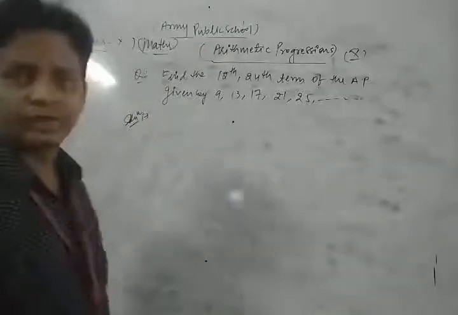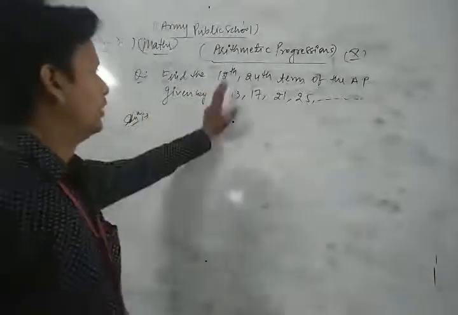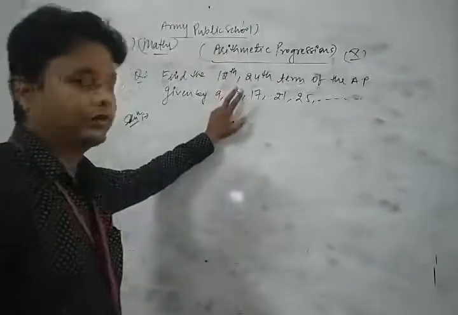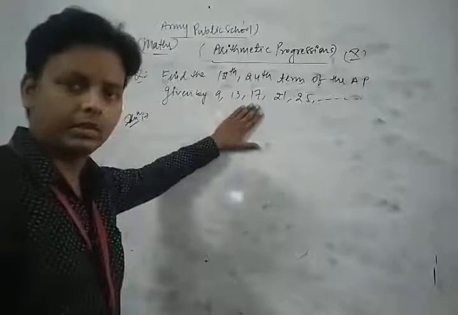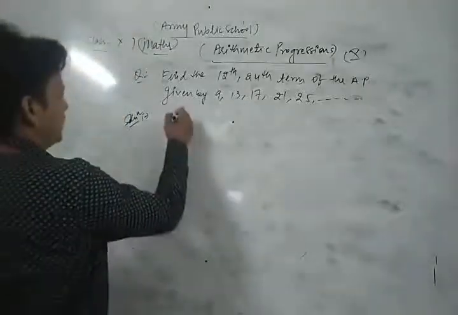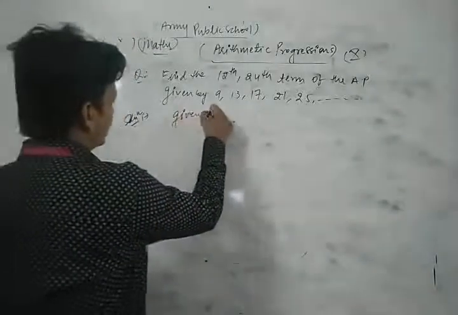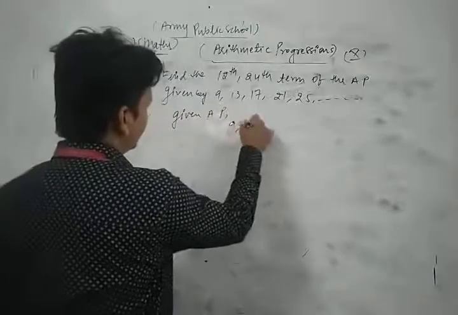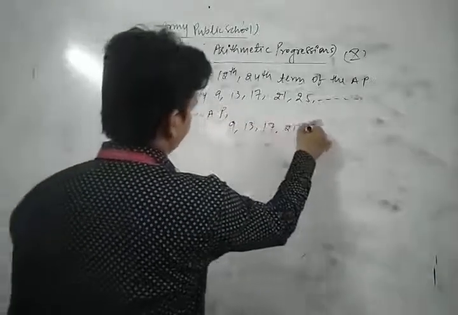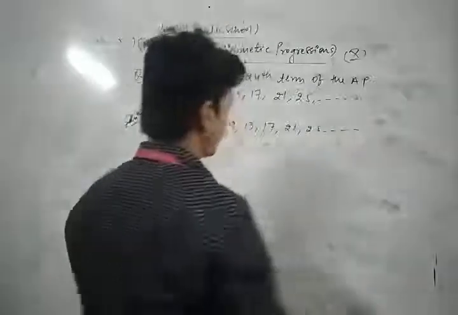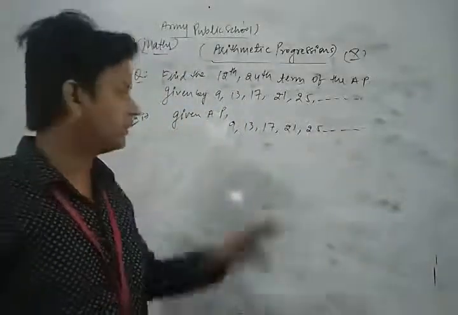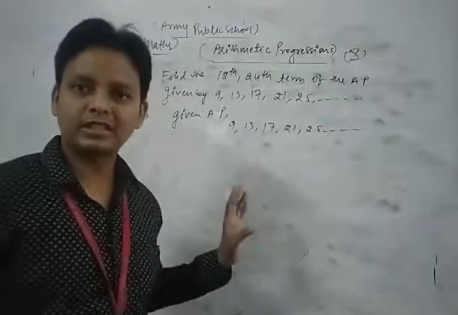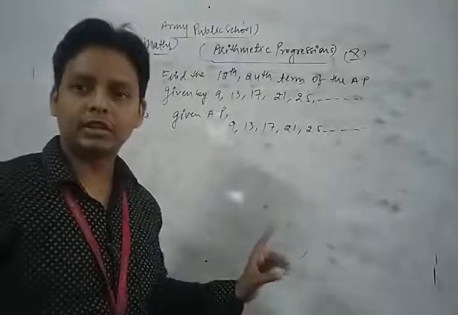Dear student, in that question, find the 12th and 24th term of the AP. This is the given AP. So first of all, we write the given AP: 9, 13, 17, 21, 25. This is a sequence, and this is an AP, because the difference between two successive terms remains constant, which is 4. So the given sequence is an AP.